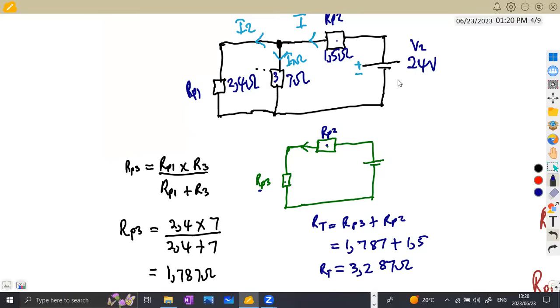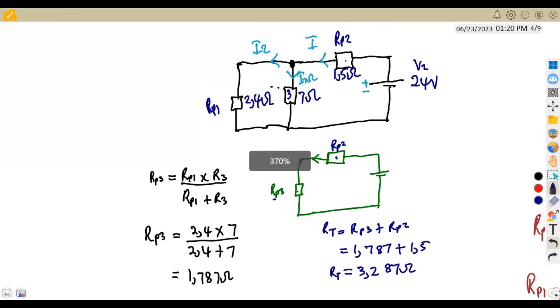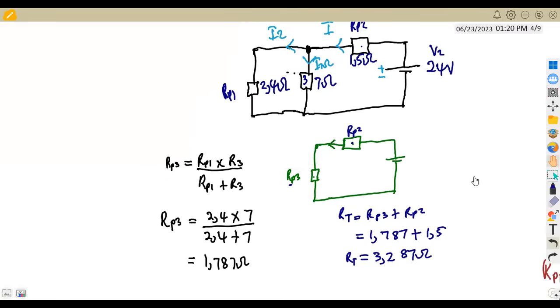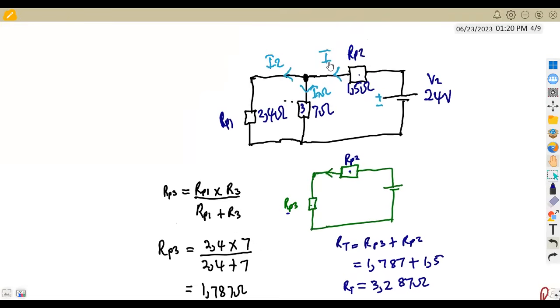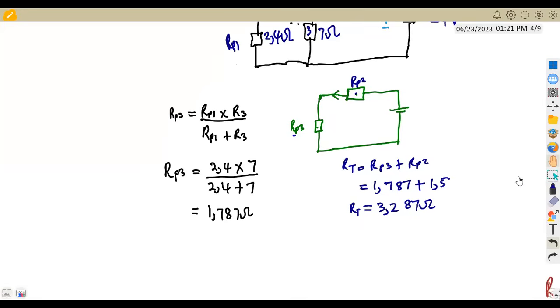Why calculate the total resistance? By calculating the total resistance, this helps us now to find the total current here, which is this current. If we have got this current, then we can calculate the current across the 7 ohm resistor by using the current divider rule. So meaning we can calculate the total current from there.